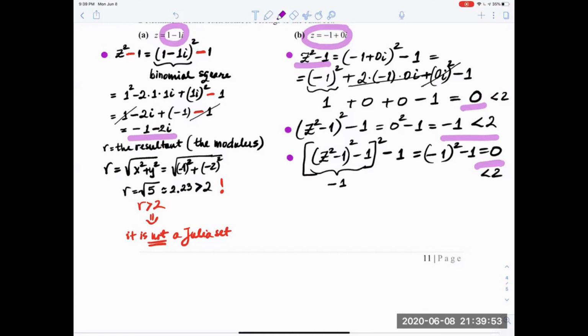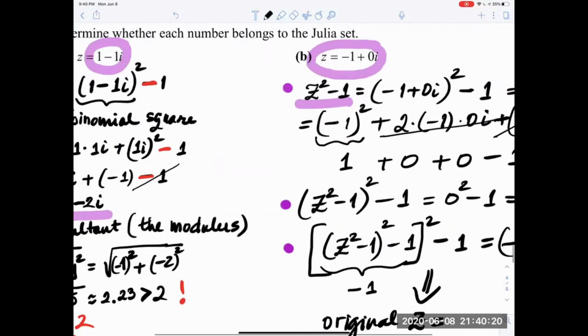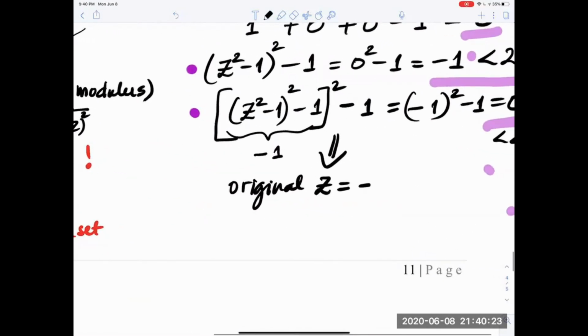I don't think I have to continue, because it's probably going to repeat. It's going to be 0, negative 1, 0, negative 1, 0, negative 1, and so forth. So these points will always move. That means that the original z, what was it in the problem right here? Negative 1 plus 0i, negative 1 plus 0i is in the Julia set.